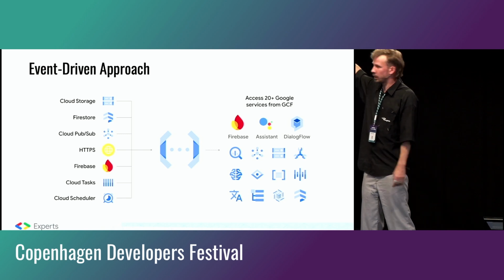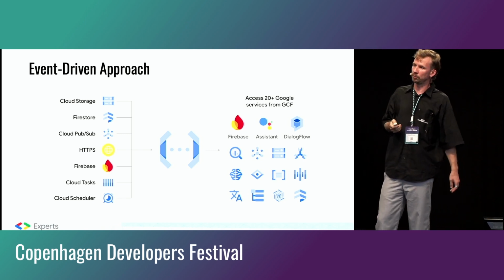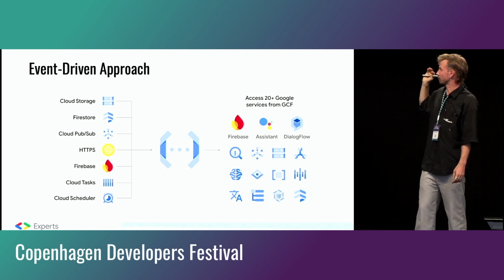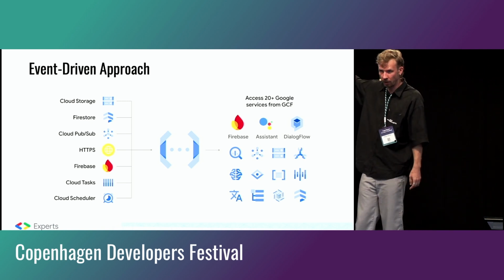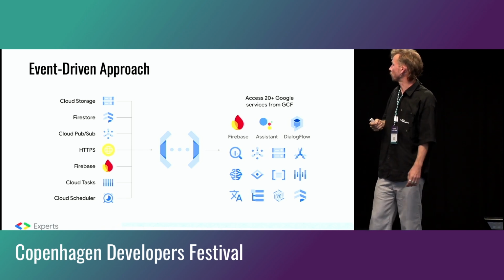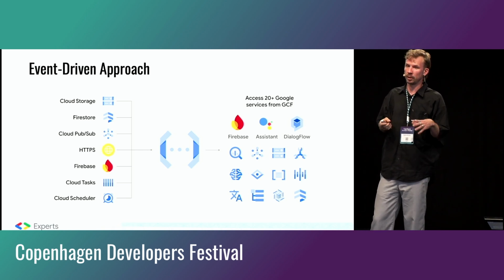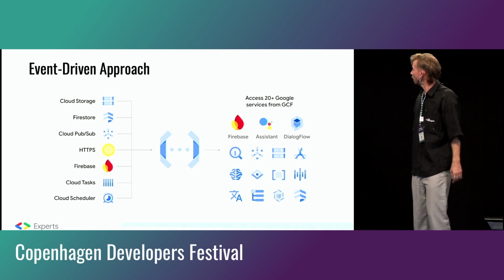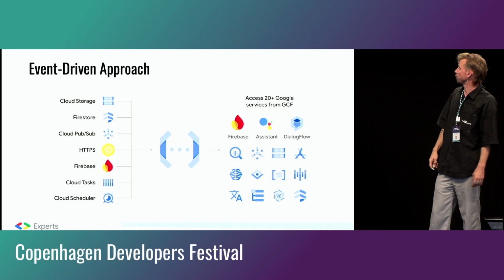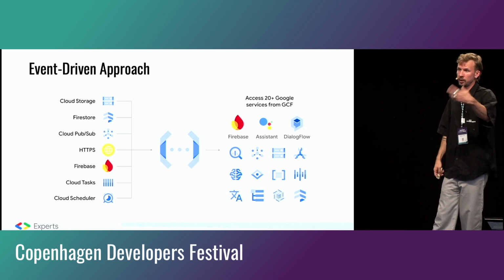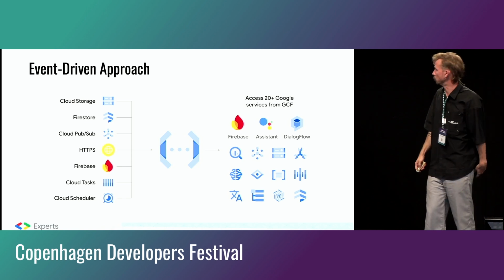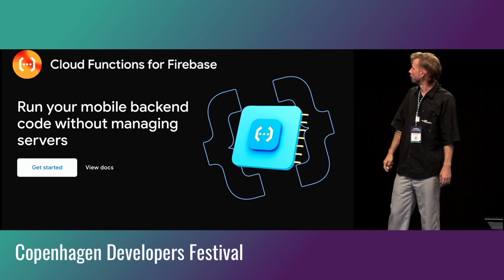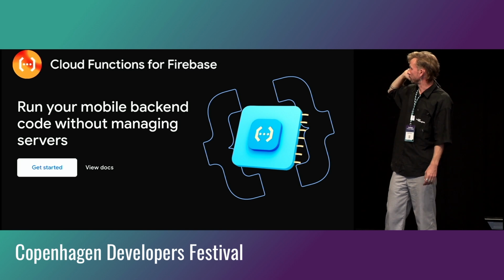And all services can be connected with cloud functions with triggers. Firestore, Pub/Sub, Cloud Tasks, Cloud Scheduler, and Firebase. And of course, there is an SDK that you can use in cloud functions to connect to all Firebase services. For example, you can be triggered by authentication and do something with the user. Running mobile backend code without managing servers.